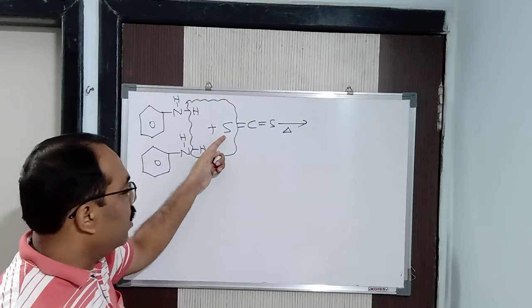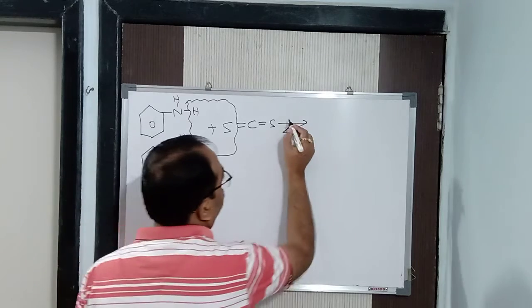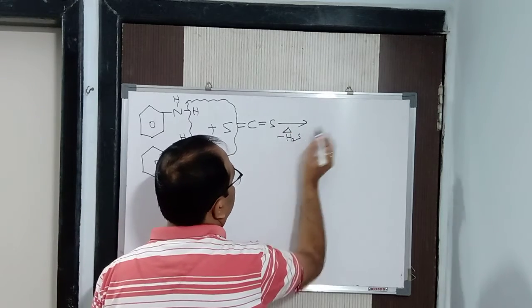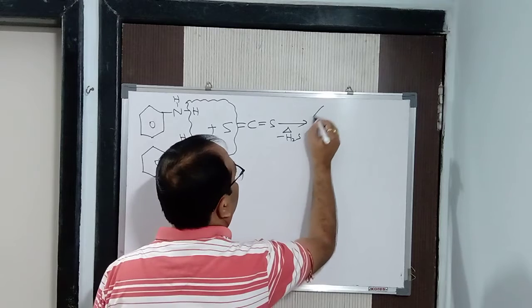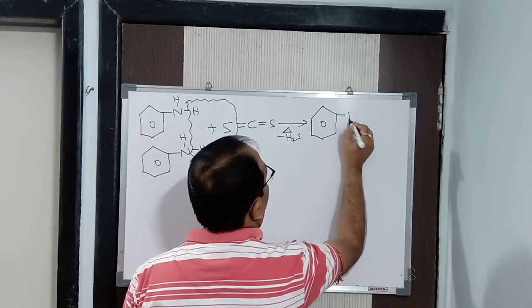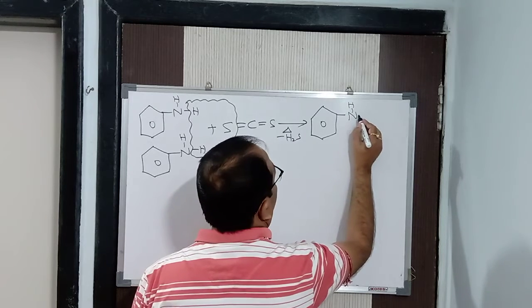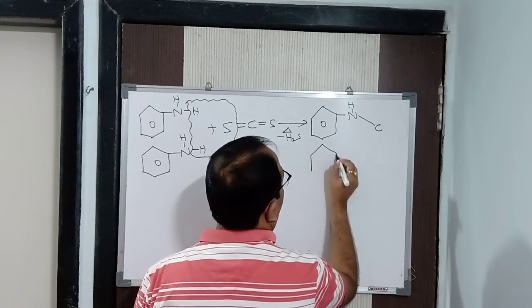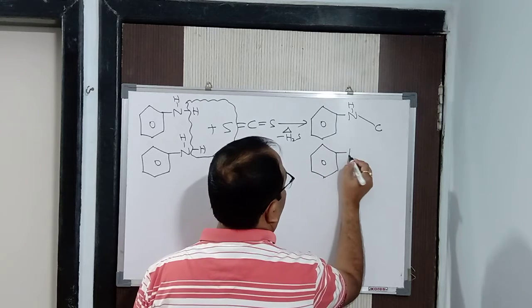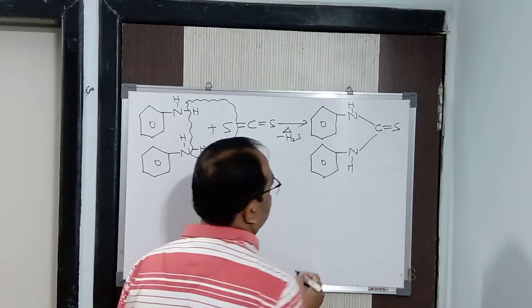Suppose oxygen would have been there, water would have been produced. So here H2S will be produced, that is minus H2S. And what is the product? The product is the remaining product, what is being left. That is benzene ring NH, then C, and here also the same thing, NH C double bond S. Finished.